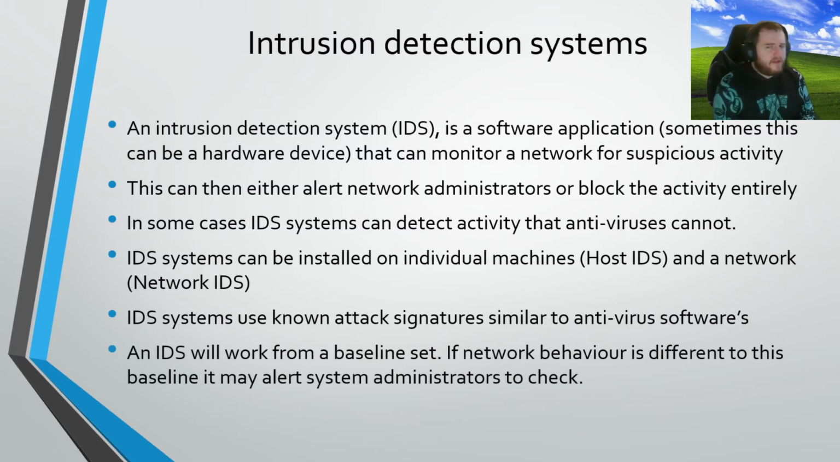Also, we talked about baselines before in a previous video. So an IDS will have a set baseline. So look at traffic going in and out, and look at any suspicious activity that's going on the network. If the network behavior is different for whatever reason, like I was saying earlier with traffic going in and out of a computer more than what it usually does, it will look at it and think, what's going on here?